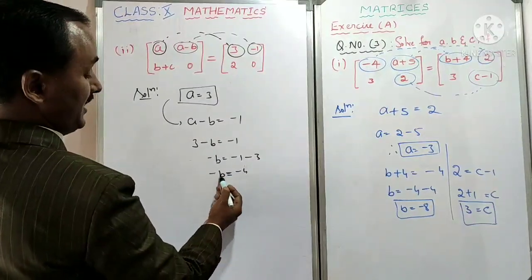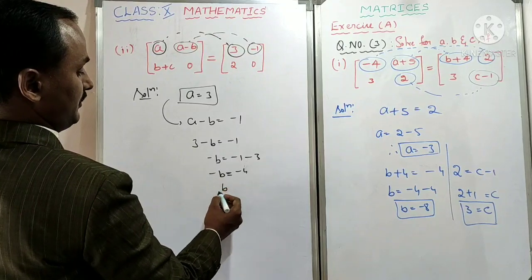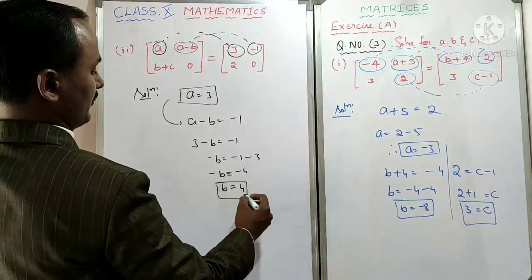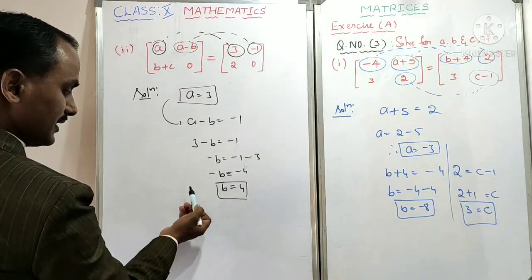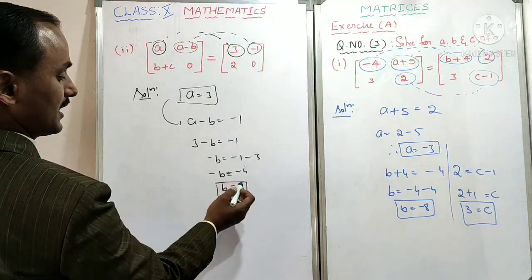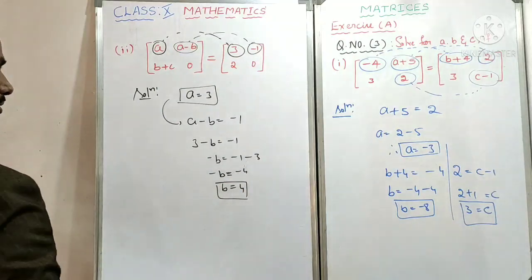I don't want minus B. I want only the B value. See, divided by minus 1, divided by minus 1, it became plus 4. Understanding? How did I cancel minus minus? Divided by minus 1, divided by minus 1. Minus minus cancels. We got 4 is equal to B. B is equal to 4.